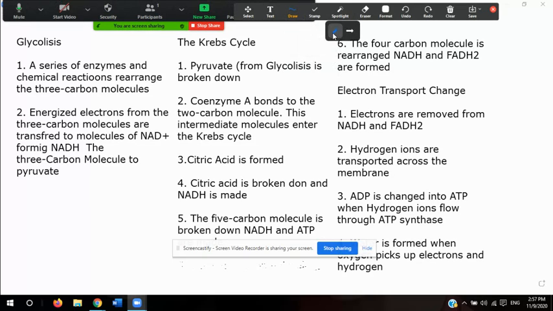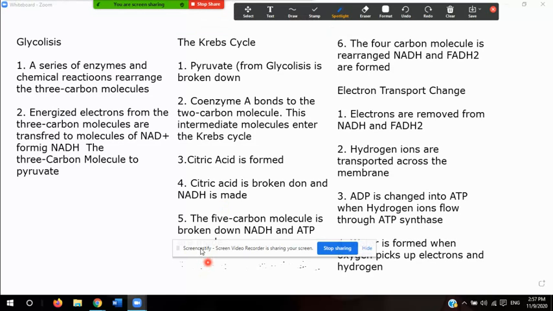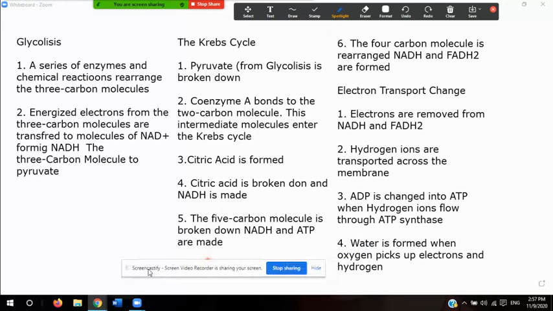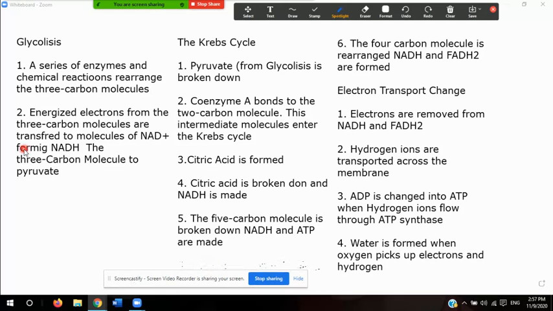The first thing that I want to let you know is that whenever cells undergo cellular respiration, number one, there needs to be oxygen present, and we're going to see why in just a little bit. Secondly, cellular respiration in cells is composed of three processes, or three different steps. The first step is glycolysis. The second step is the Krebs cycle, and the final step is the electron transport chain.